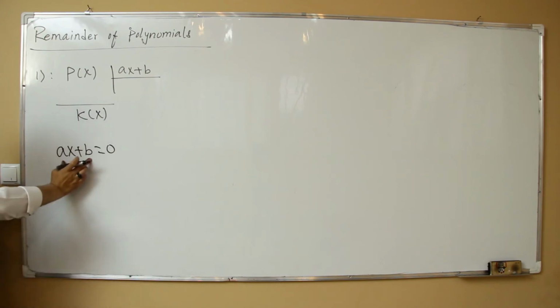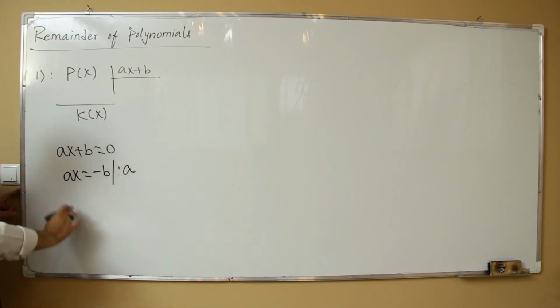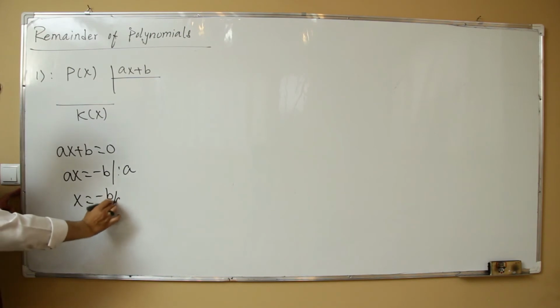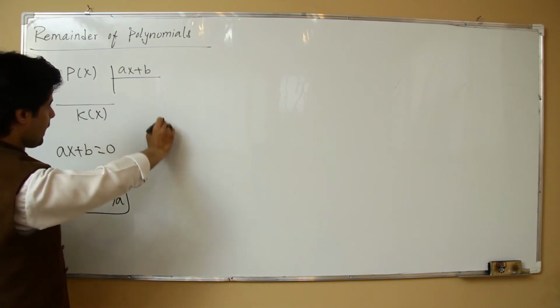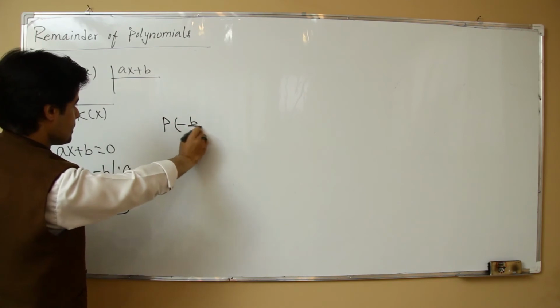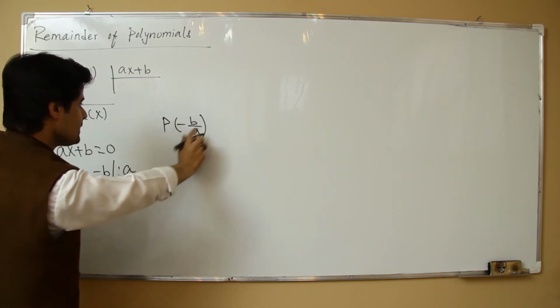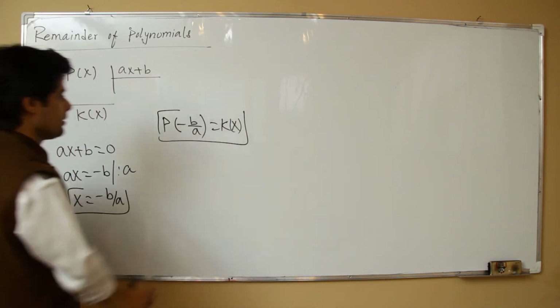First you have to find the zero of this divisor. It means you have to set it equal to 0 and solve it for x. ax is minus b. Divide both sides by a. So you will find minus b divided by a. Now put this minus b divided by a in p(x). So you will have p of minus b divided by a instead of x. This is k(x), I mean this is the remainder.